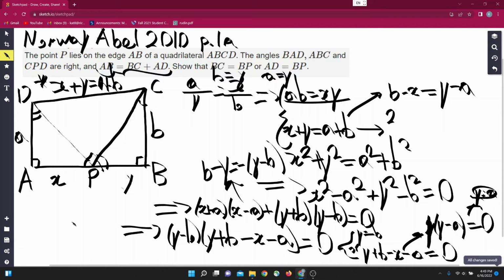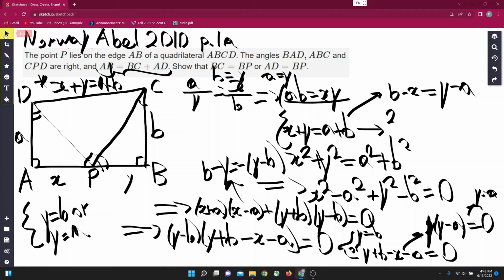And so, in summary, we have indeed found that y equals b or y equals a, but notice that this is exactly what we're trying to find, just rewritten with our defined lengths. So I'll just clear the board and let's just take a look at the next problem.